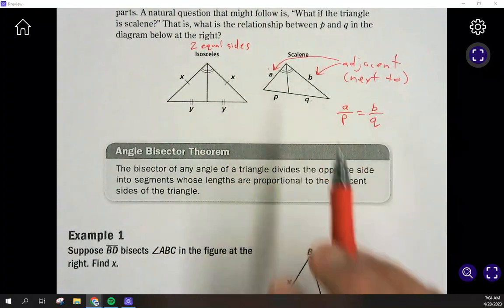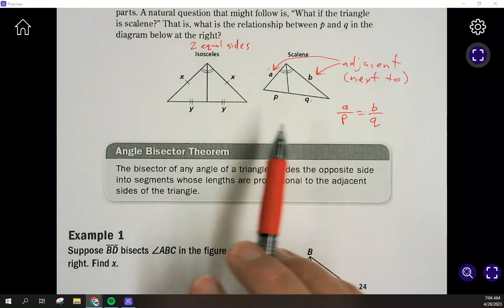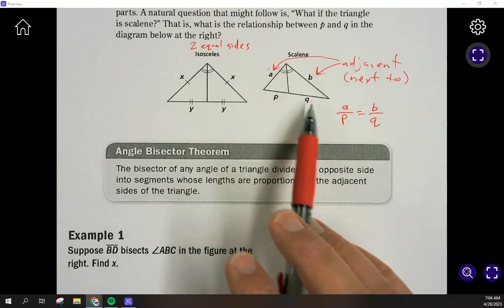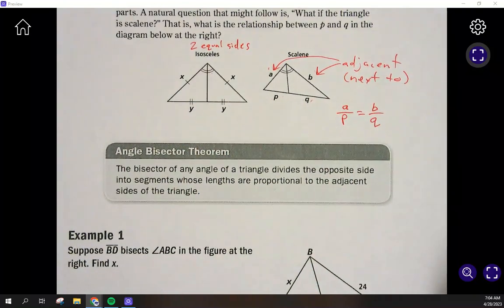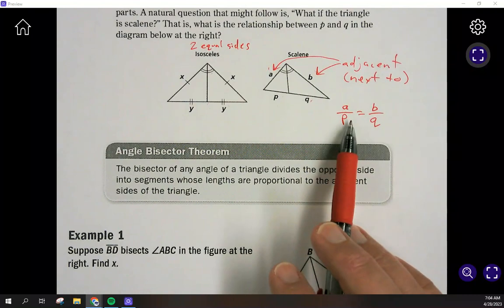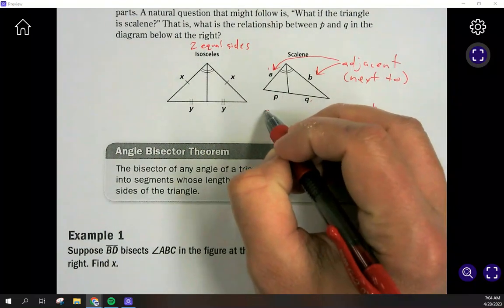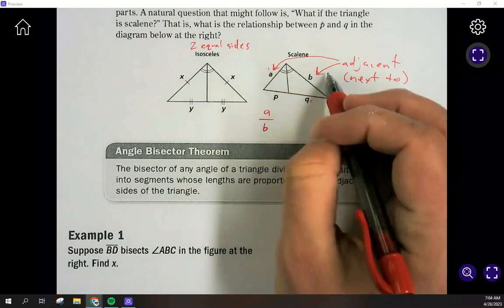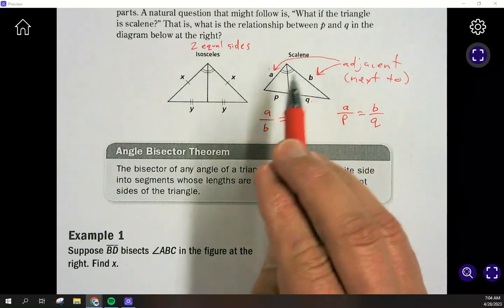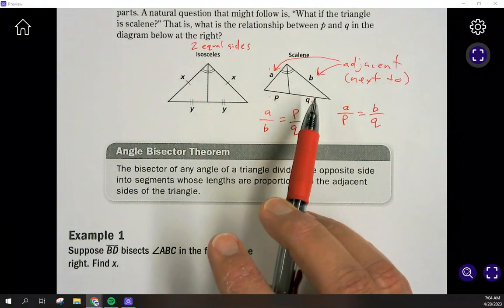So the relationship between those two, the comparison of their size, is going to be equal. So P and Q are not equal like in an isosceles, but the relationship between these sides is going to be equal. You can set this up this way. We talked about in the last chapter how we can set up these proportions differently. I could say A over B equals P over Q. That would also be correct. A compares to B the same way P compares to Q.